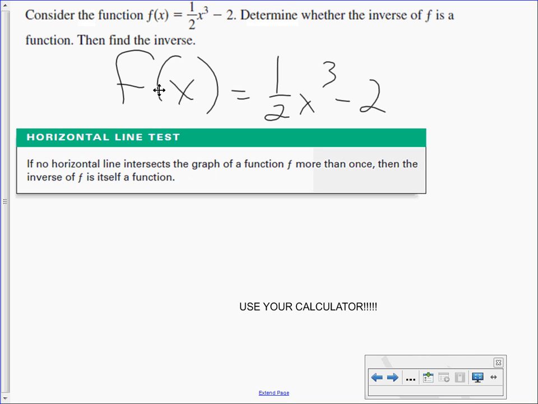The horizontal line test is a little bit different. The horizontal line test is going left to right. Now, if you take a graph of any equation, the original equation, if it does not pass the horizontal line test, then its inverse won't pass the vertical line test. Therefore, it won't be a function.